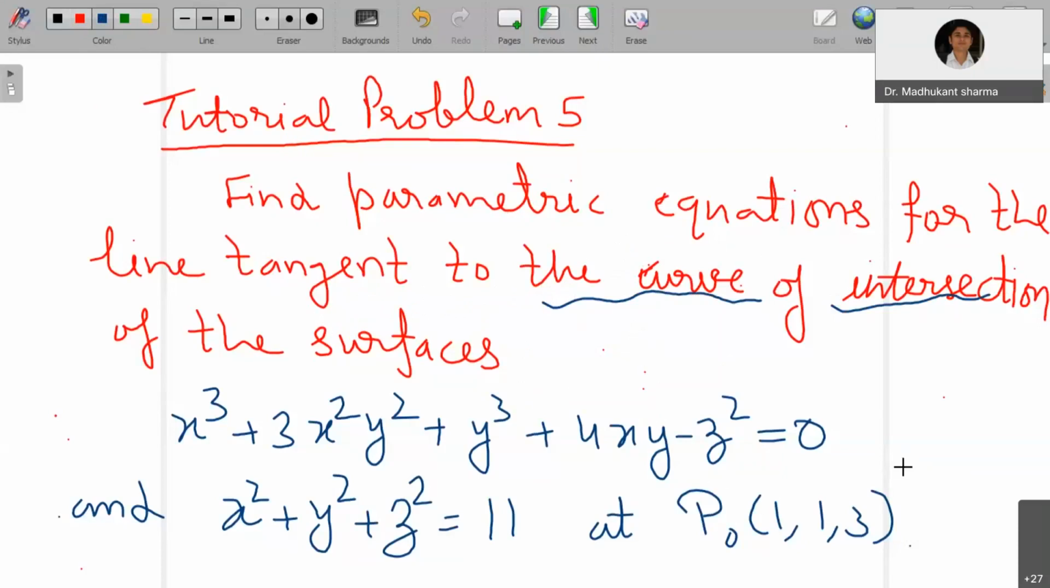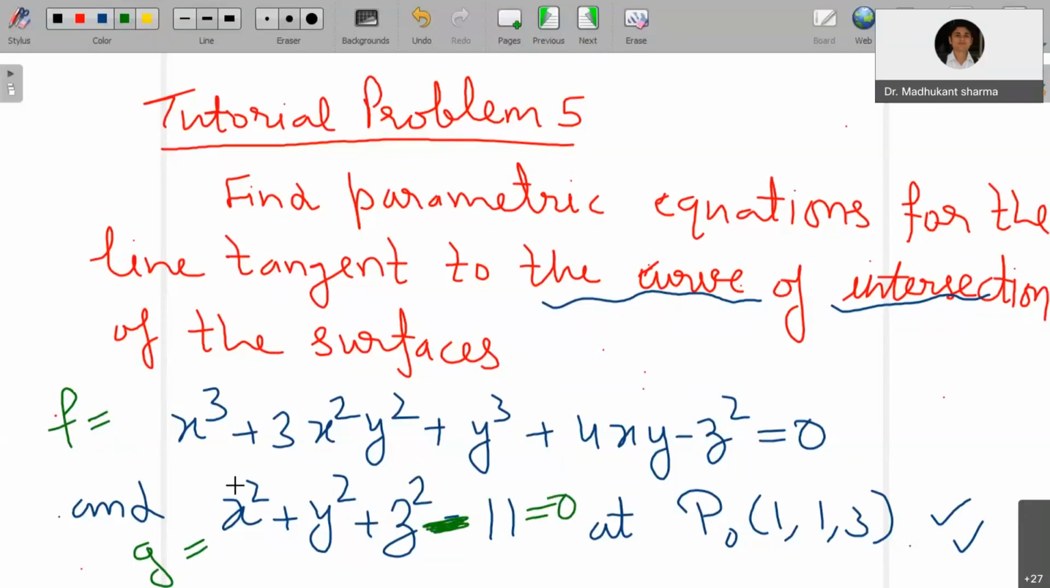Now here it is also given at point P naught (1, 1, 3). You have to find it. I hope the mathematical thing is very much clear. Do you have any doubt about it? See, if you denote one surface by F, and let's denote the other surface by G, G equals this minus 11 equals 0, I can write it.